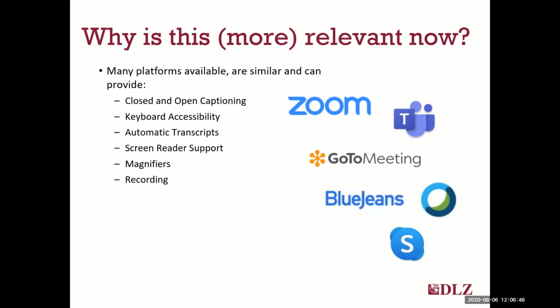Some virtual meeting platforms have other accessibility features. These could include special keyboard accessibility, generation of automatic transcripts, support for screen reading programs that blind persons use, magnifiers to enlarge information on a computer screen, and even recording of meetings and presentations.